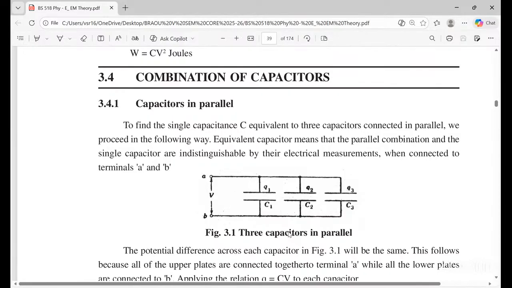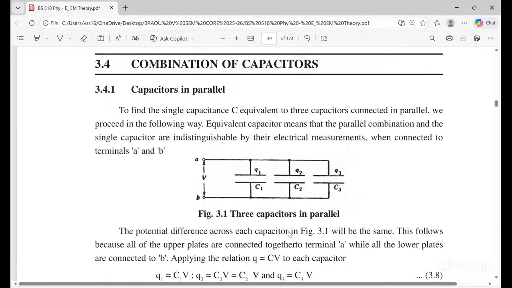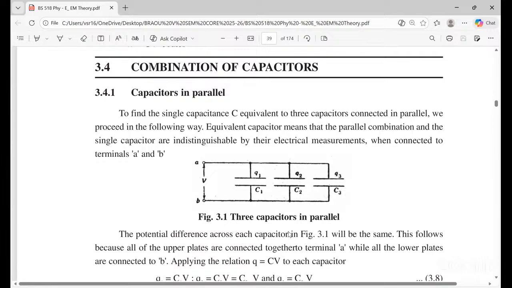Next is the combination of capacitors. When the capacitors are connected in parallel, the potential difference remains the same. The charge can be varied. If the charge varies and the potential is the same, the capacitance is also going to be different.